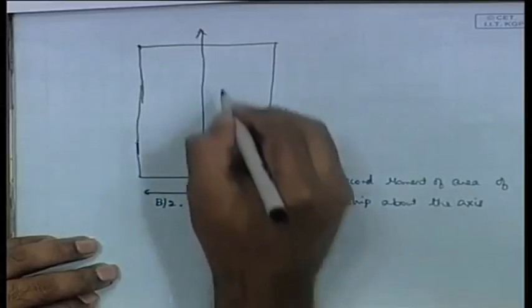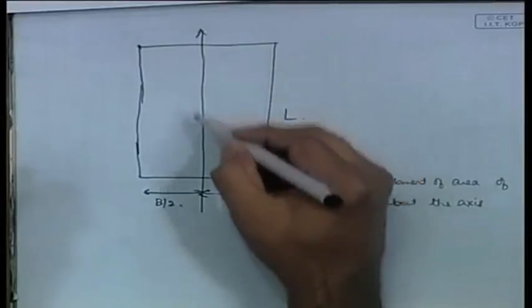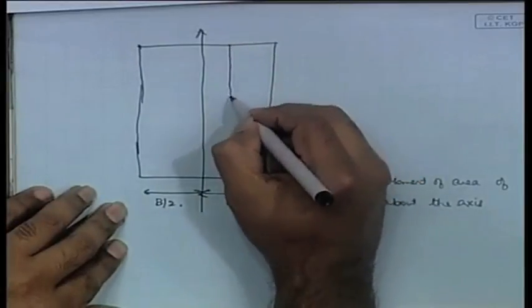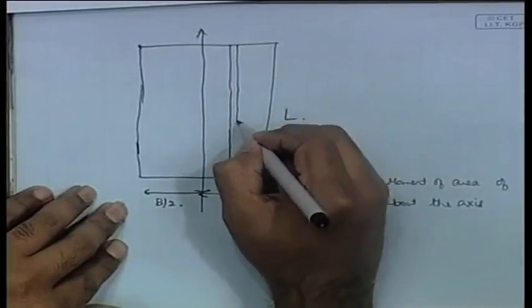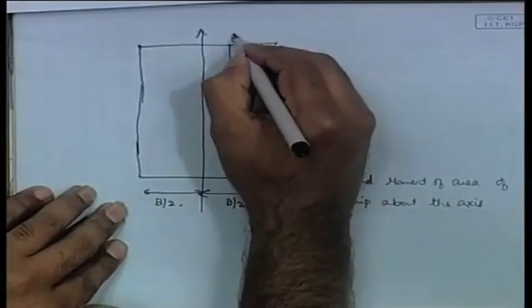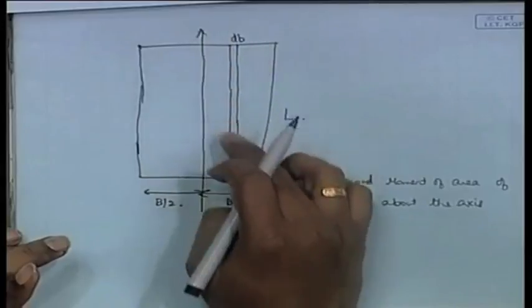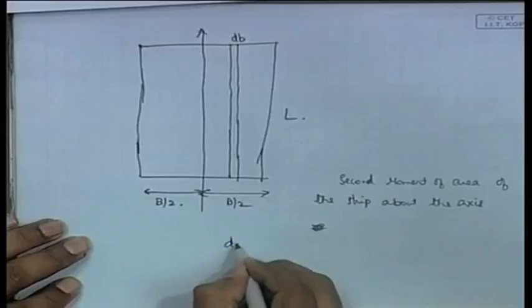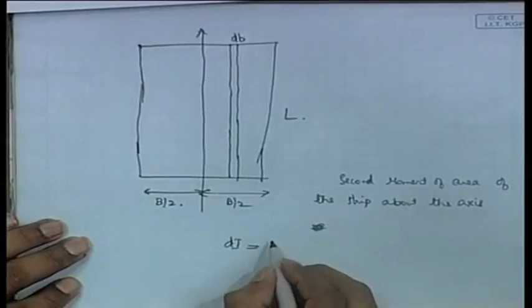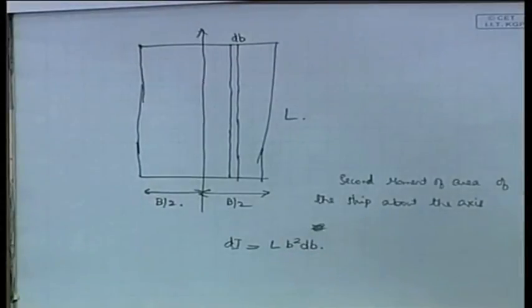Let us do one thing. Our idea is to find the moment of inertia of this whole strip about this axis. Let us take a small region of length db. Okay, first we find the moment of inertia of this small region about this axis. It is given by, let's say it's dI is equal to this moment of inertia, L into b square db. This is the basic definition of moment of inertia.